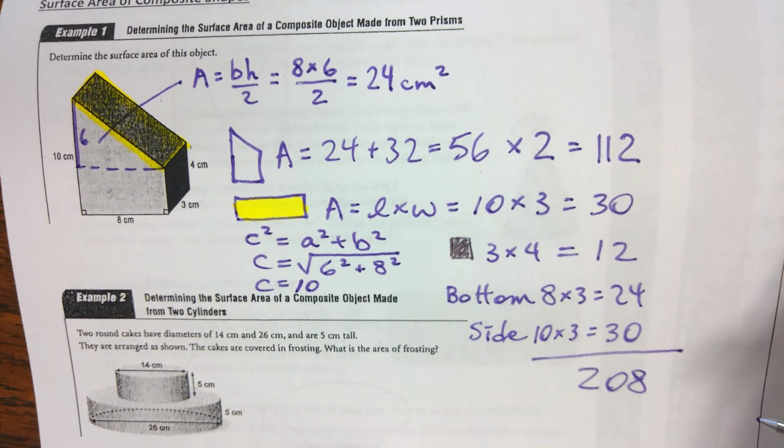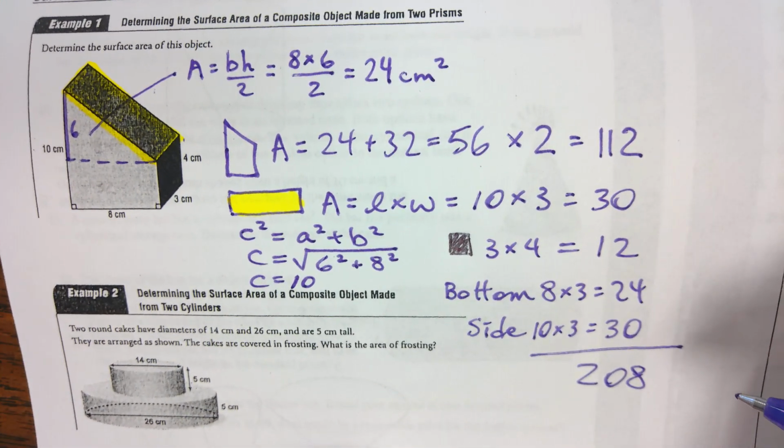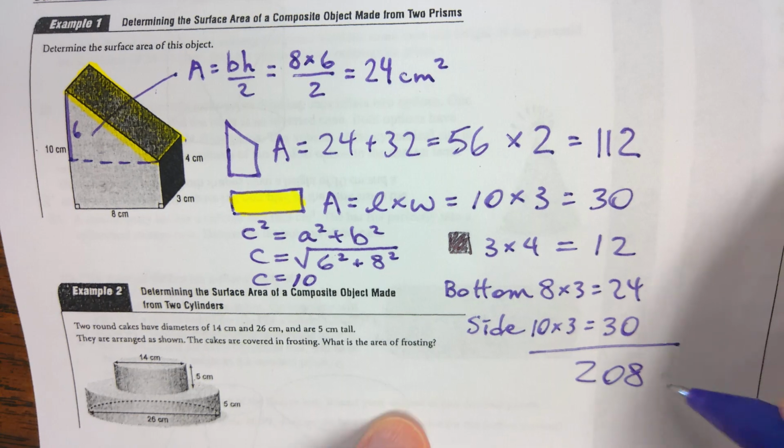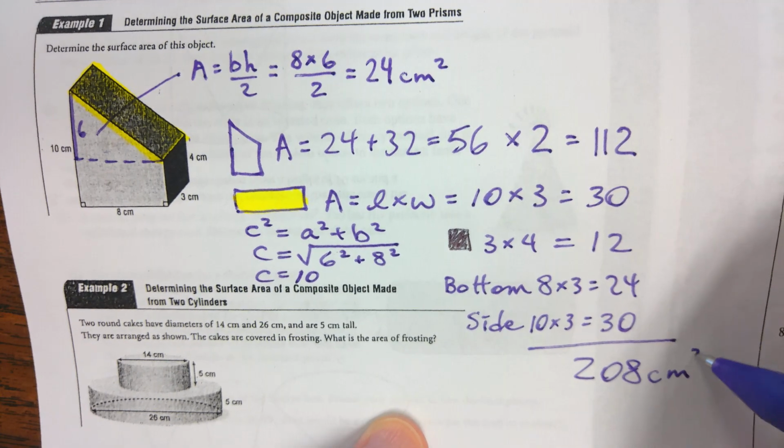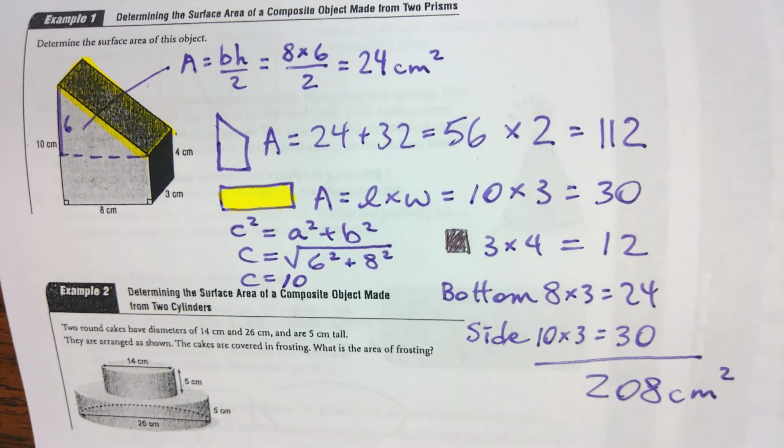What's my unit? Centimeter. It's area. Square. So if it's area, it's square. Good.